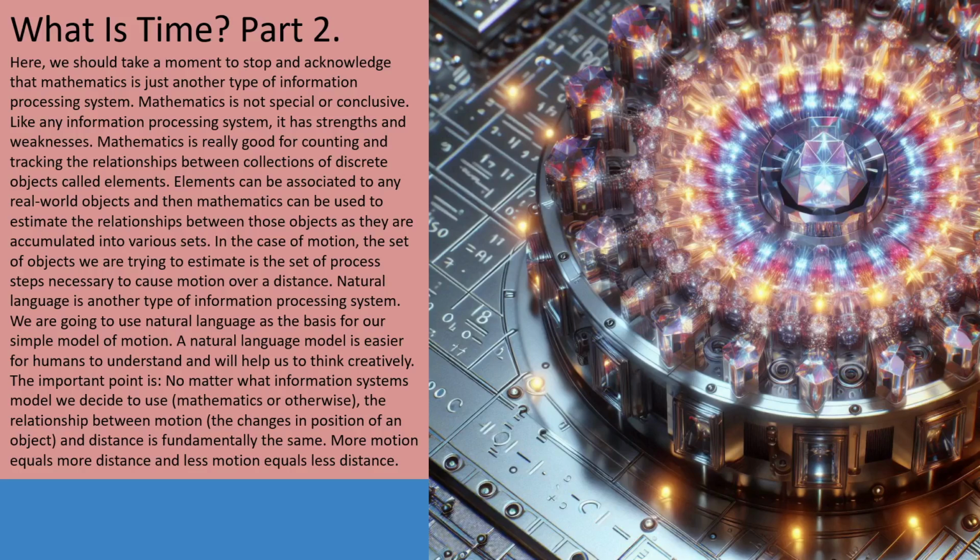Natural language is another type of information processing system. We're going to use natural language as the basis for our simple model of motion. A natural language model is easier for humans to understand and will help us to think creatively. The important point is, no matter what information systems model we decide to use, mathematics or otherwise, the relationship between motion, the changes in position of an object, and distance is fundamentally the same. More motion equals more distance, and less motion equals less distance.